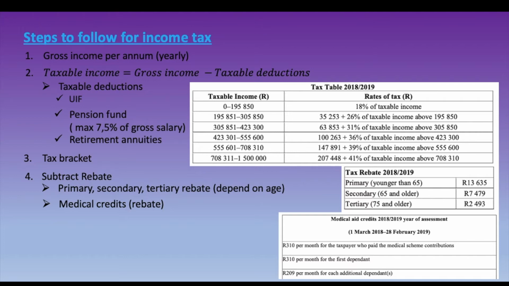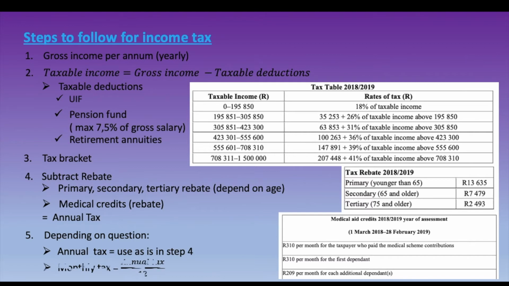So far, we've worked out the taxable income. We've determined in which tax bracket our taxable income falls. We've used that tax bracket. We've subtracted the rebate. And now we have the annual tax. Step 5 depends on what your question asks. If your question asks for the annual tax, you use it as in step 4. If the question asks for monthly tax, you are going to take the annual tax and divide by 12.